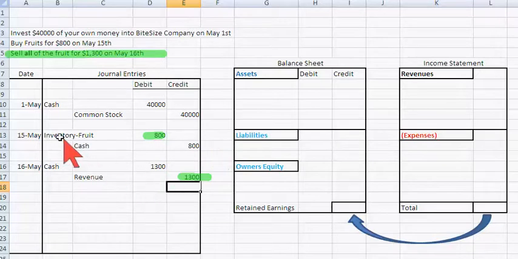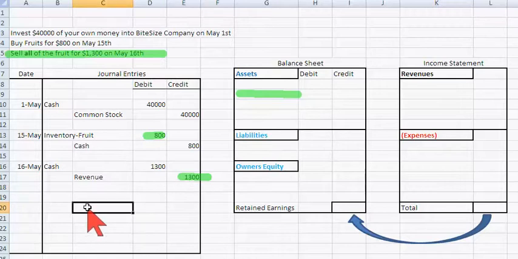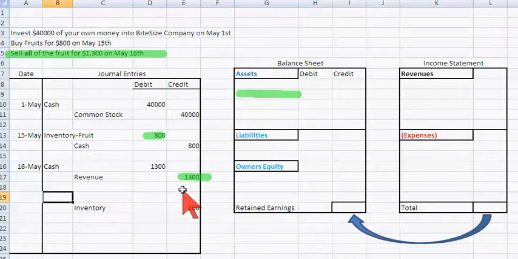But we need to adjust this inventory, because if we don't adjust it and we look on our balance sheet, it's still going to be here. There's going to be inventory for $800 here. So we have to get rid of it. So to get rid of an asset, we have to credit it. So inventory, we will credit for $800, and the debit is cost of goods sold, which is an expense account.